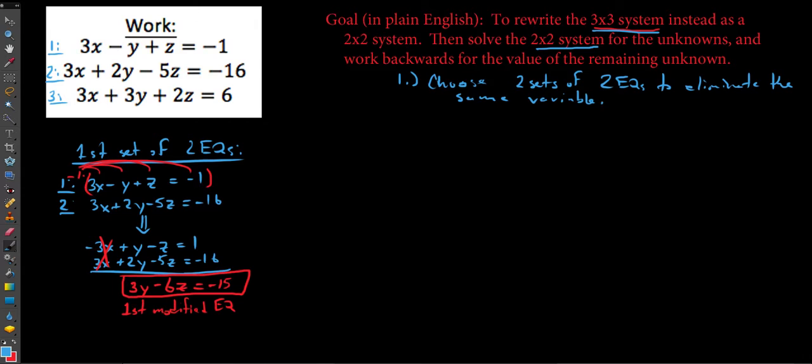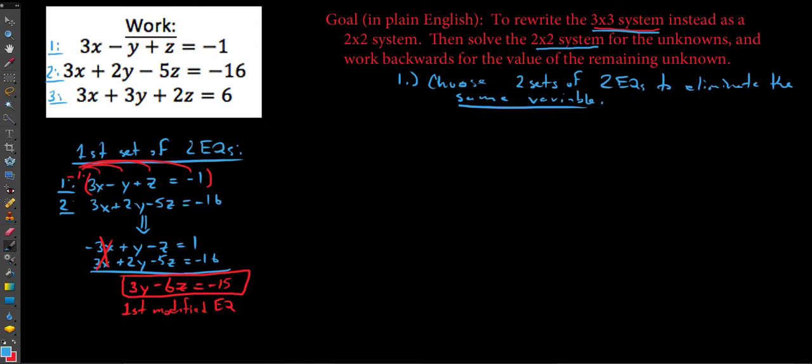Now what I want to do is, again, choose two equations to eliminate the same variable from, but I can't choose the same two. So that means I have to choose either equation 1 with equation 3 to eliminate my x's, or equation 2 with equation 3. In either instance, it's going to be two new variables that we're still eliminating x from.